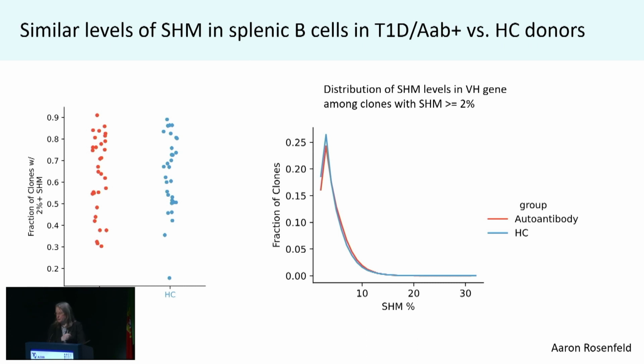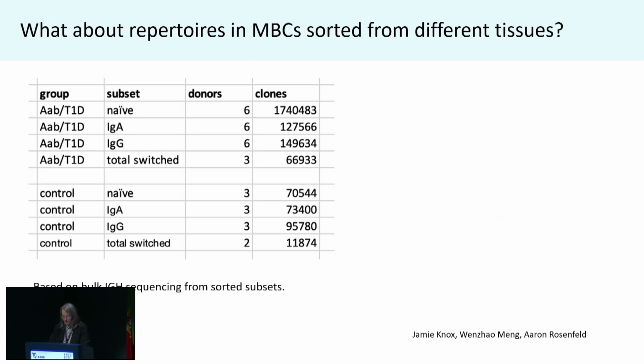If you look furthermore at the frequency distribution of SHM, you can essentially overlay the curves. So that's nice, but again, we're looking now at a mixed population. A more rigorous way to do this would be to look at sorted memory B cells and ask whether their SHM frequencies differ. So we did that, pulling out naive IgA, IgG, and switch memory B cells from controls and from autoantibody or T1D donors.